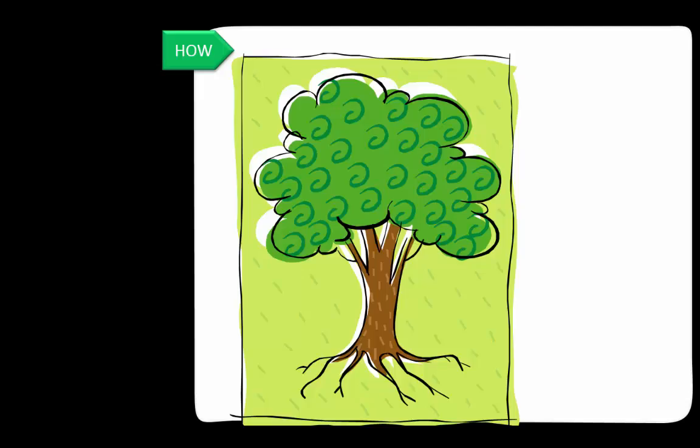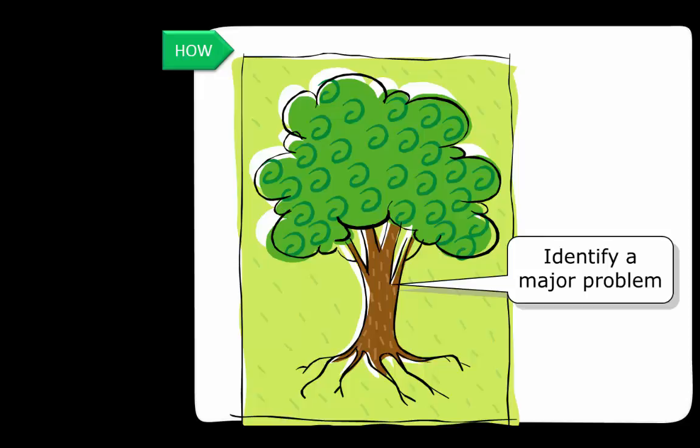This is how you would use it. So the metaphor in this case is the tree, and you have the trunk. The trunk is the major problem, the struggle that the person's going through, the particular issue, the recurring area of problem.